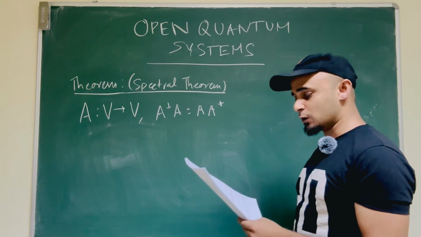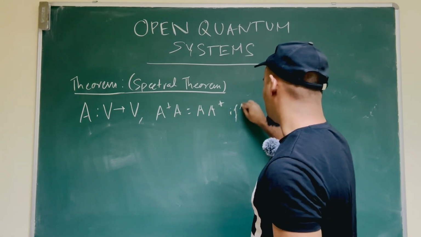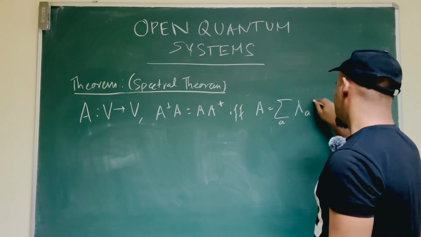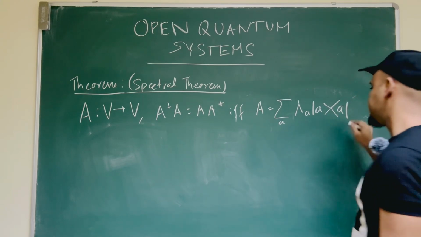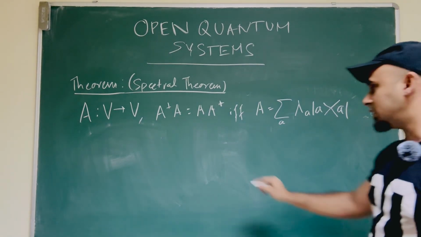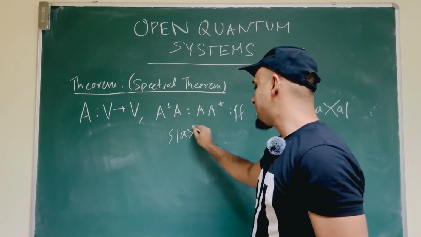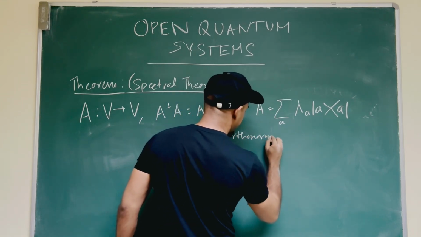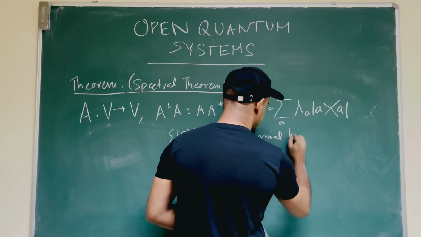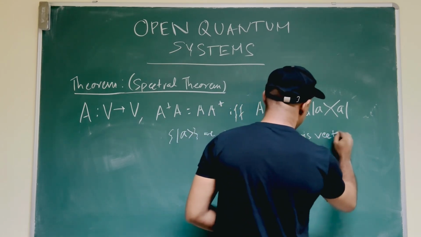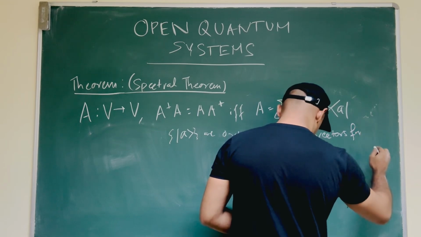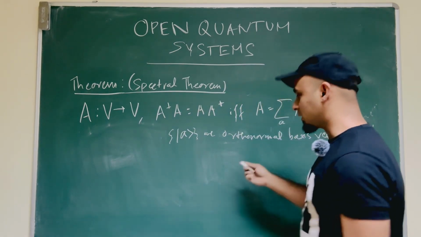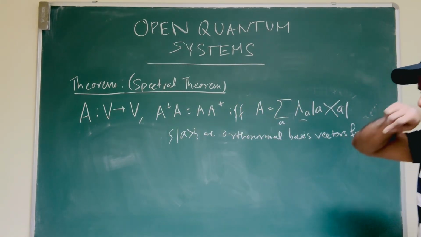...if and only if A can be written as a summation over a of lambda a |a⟩⟨a|, where these |a⟩ are orthonormal basis vectors for V, which are also the eigenvectors of A with respect to the eigenvalues lambda a. Okay, so let's say that again.